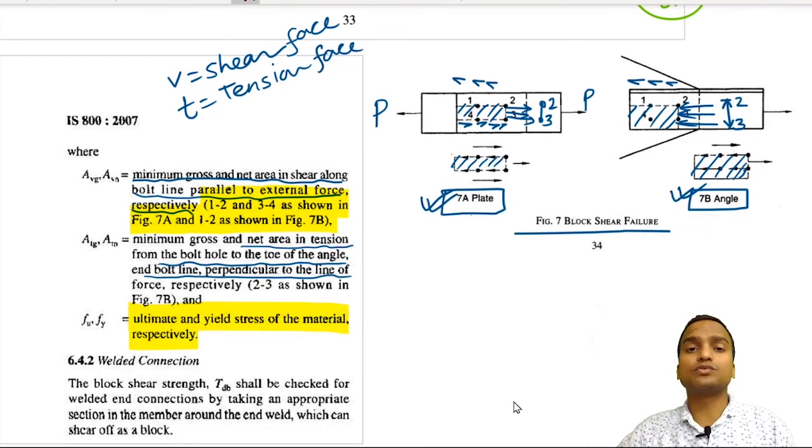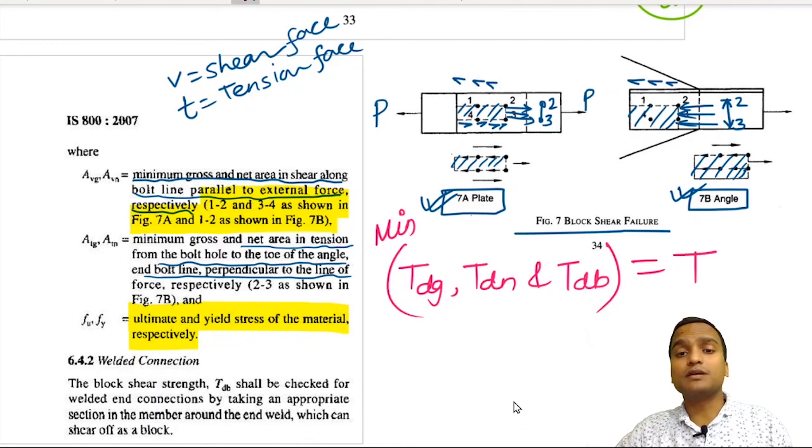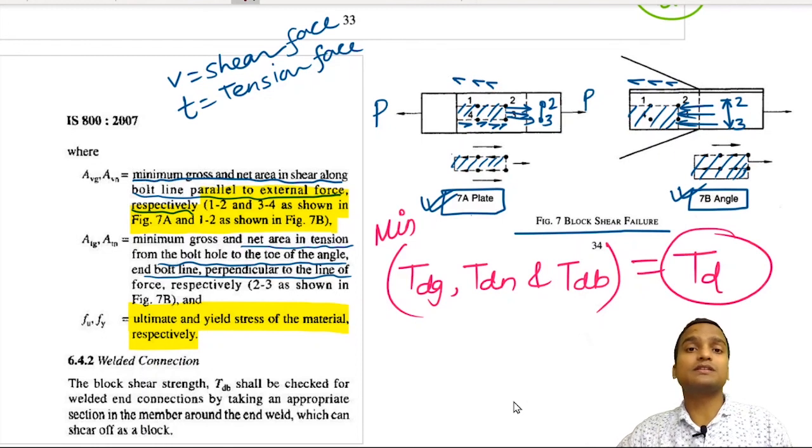So this is how we calculate the values of TDG, TDN and TDB. After calculating all these three values of tensile strength, we take the minimum of all these three, and that value becomes the design strength for the tension members. So this is all about the design philosophy behind the tension members, and we will be discussing almost 3 to 4 numericals in the upcoming videos also.